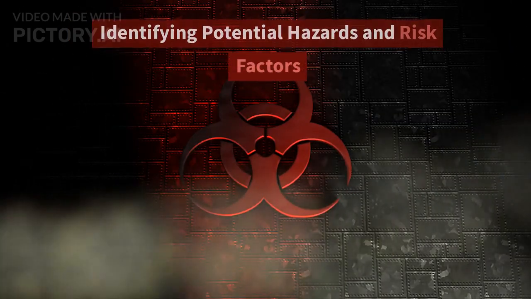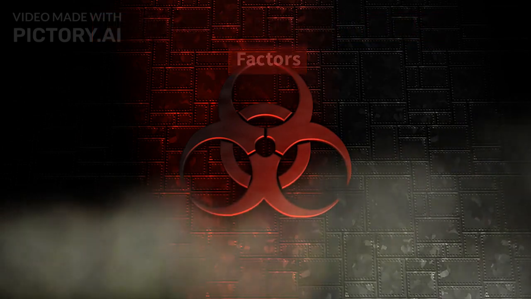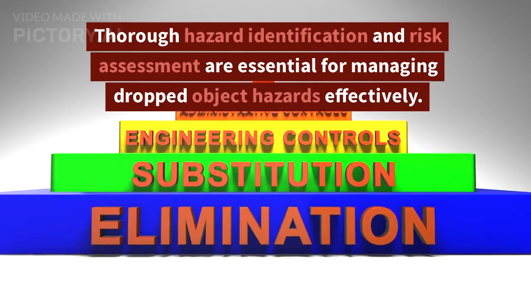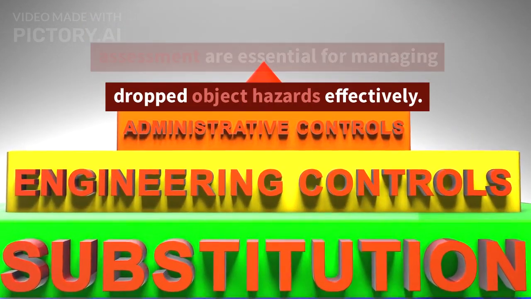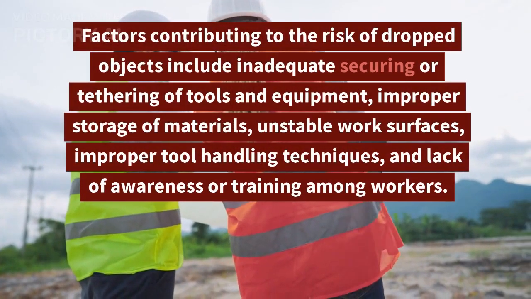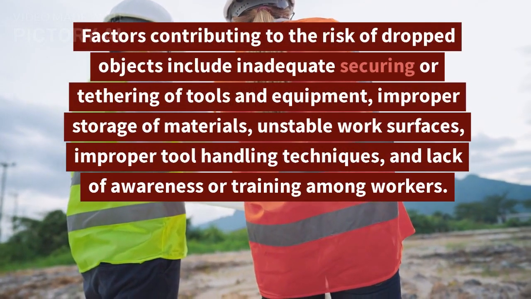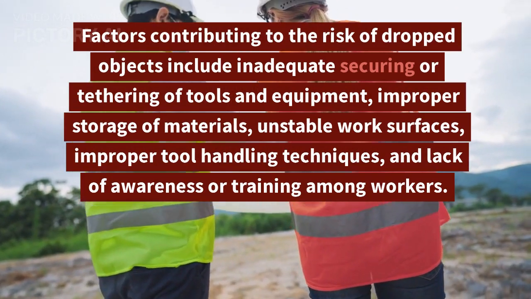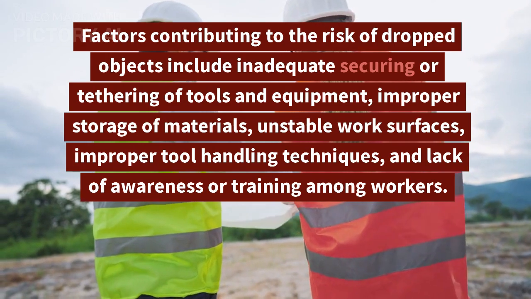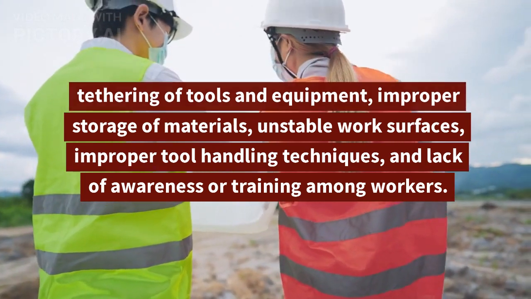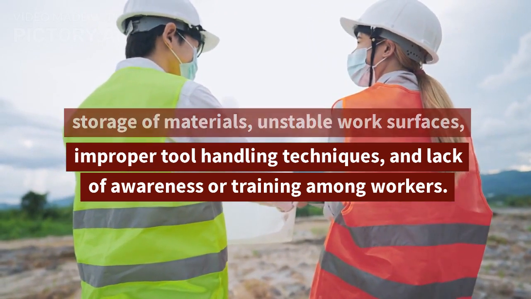Identifying potential hazards and risk factors. Thorough hazard identification and risk assessment are essential for managing dropped object hazards effectively. Factors contributing to the risk of dropped objects include inadequate securing or tethering of tools and equipment, improper storage of materials, unstable work surfaces, improper tool handling techniques, and lack of awareness or training among workers.